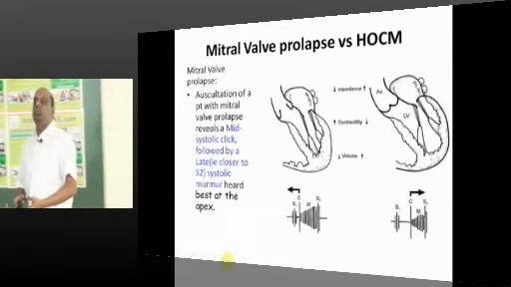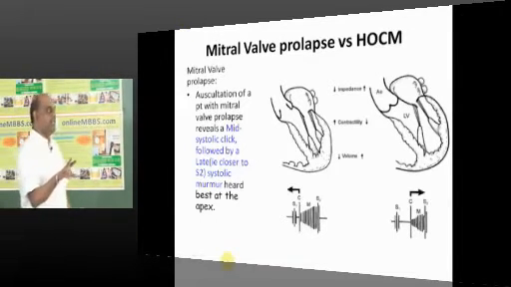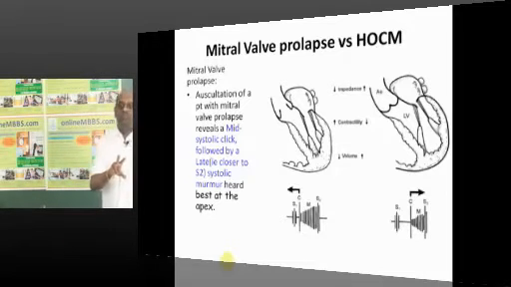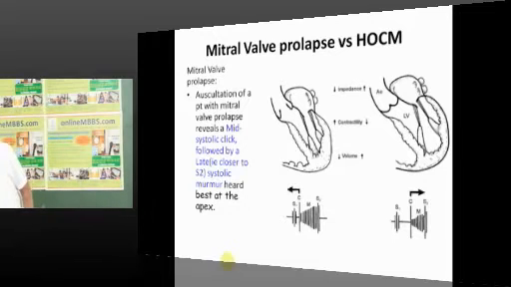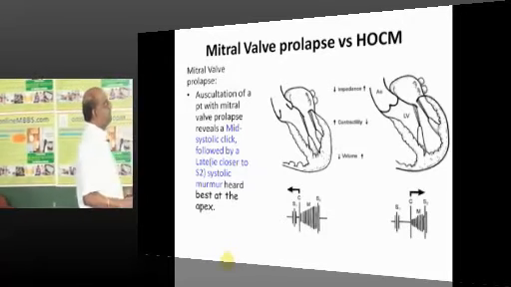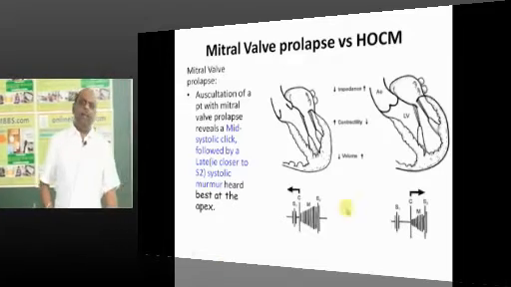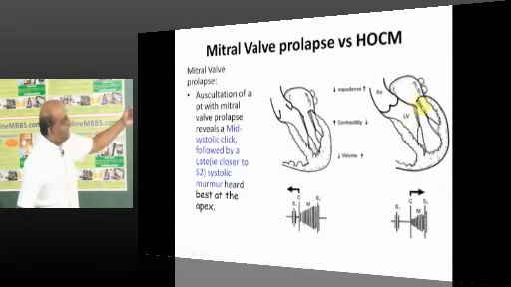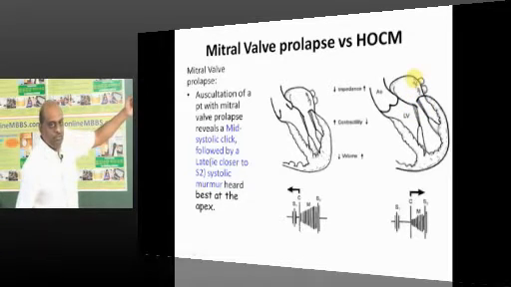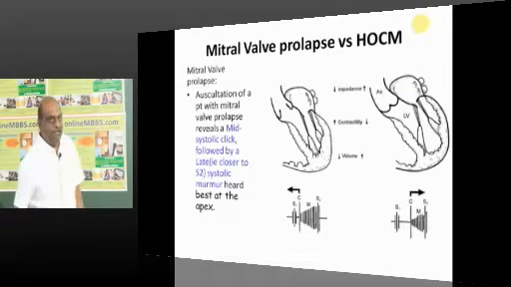Now let us talk about two very closely related important differential diagnoses. MVP versus HOCM. They are the two important entities where you need to know the difference. In mitral valve prolapse, what's happening? The chordae tendineae are holding the mitral valve, right? Chordae tendineae, from where are they arising? Left ventricle. They are holding the mitral valve from prolapsing into the atrium and prevent mitral regurgitation, right? Normally.